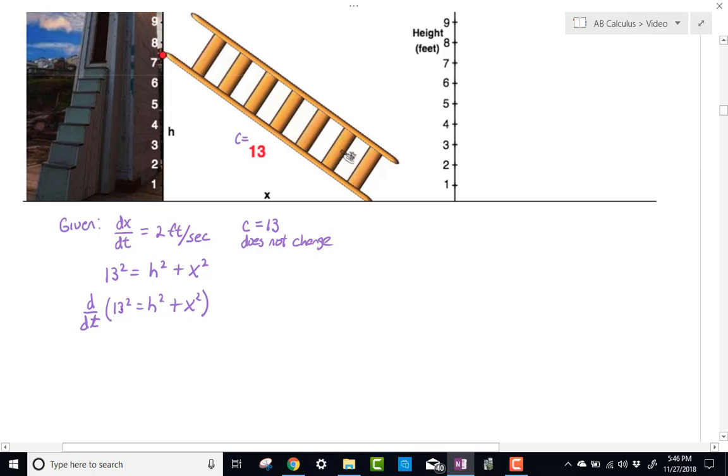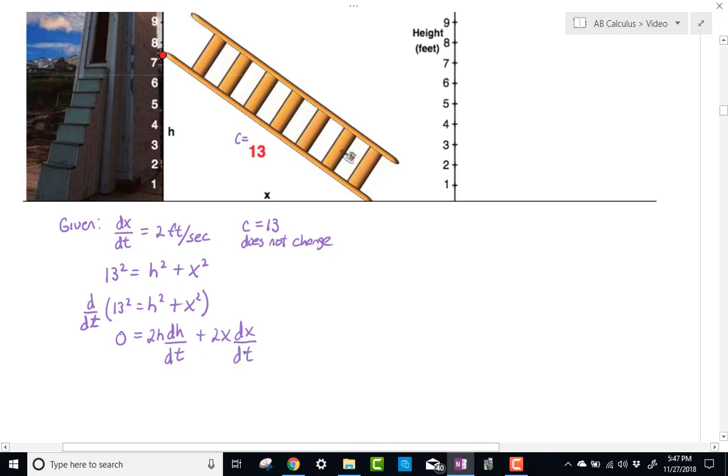Well, the derivative of 13 squared is just 0. So the left side is 0. The derivative of h squared is 2h dh/dt. And the derivative of x squared is 2x dx/dt.